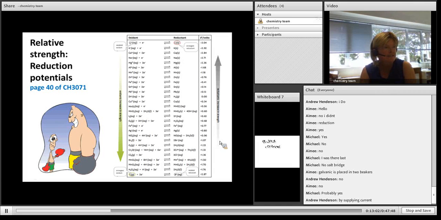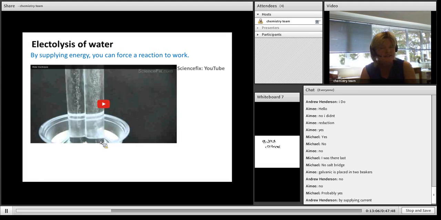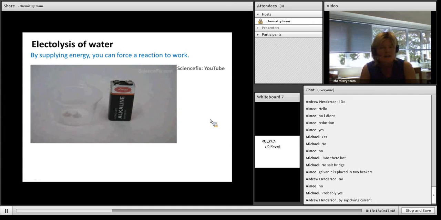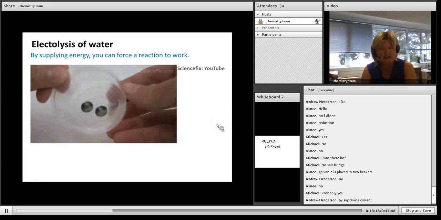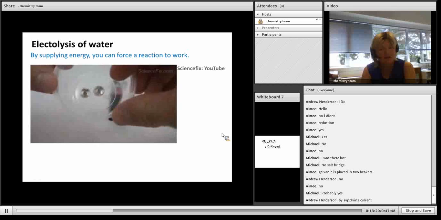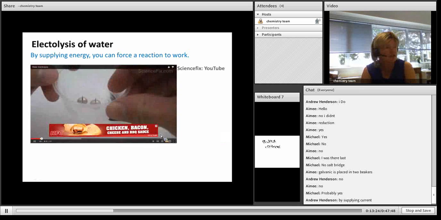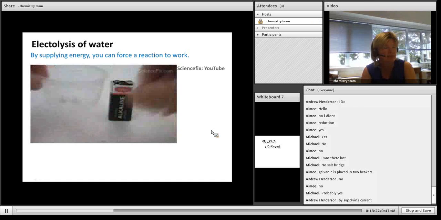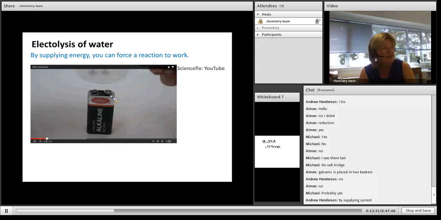So let's look at a reaction that's happening here. This is now an electrolysis reaction, so I'll get it going while I talk. Electrolysis of water, the last experiment you do, is done by a slightly different method, but you're still breaking up water into two different gases, the oxygen and the hydrogen. Now this is the negative electrode, that's the positive electrode.